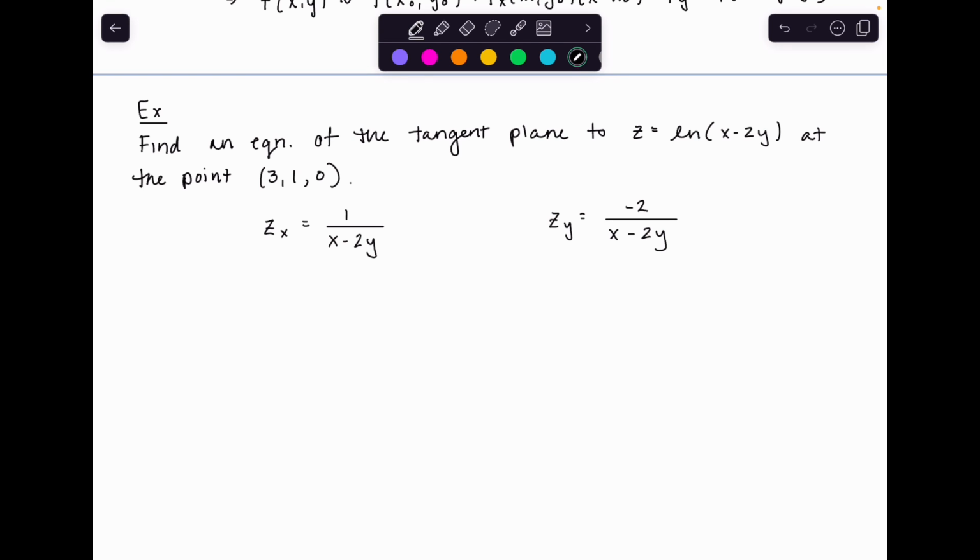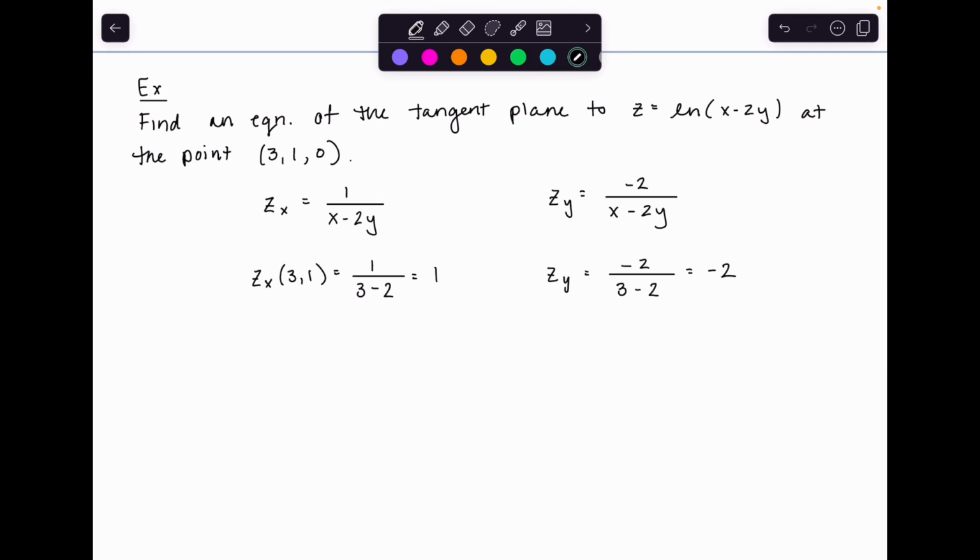These would tell us the slopes of the lines in these directions at any point, but specifically we want to find the slope at 3, 1. So if I plug that in, my x is 3, my y is 1. So this slope thankfully ends up just being 1. The slope in the y direction would be negative 2 over 3 minus 2. So this slope is negative 2. So I have everything I need to find the equation of the tangent plane.